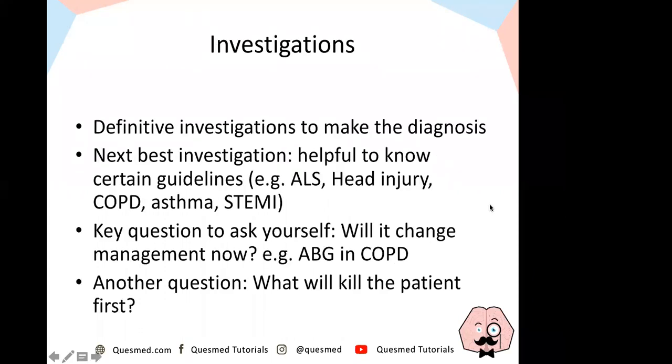And when you're thinking about investigations, you need to really read what the question is actually asking you. There are certain things that they will ask you, definitive investigations, and these are the ones that will help you make the diagnosis. There are not that many definitive investigations that will 100% tell you the diagnosis, but there are things that definitely give you the diagnosis. So for example, if you're doing a CTPA for pulmonary embolism, it doesn't always give you the answer, and I don't know exactly what the numbers are, but essentially it does. So it's a very, very good definitive investigation.